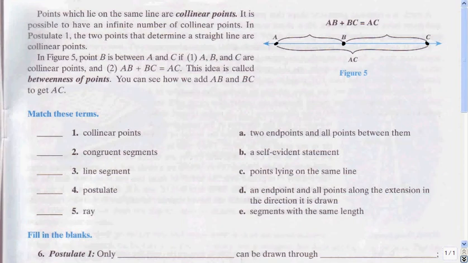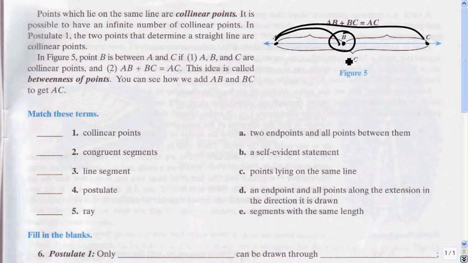In Figure 5, point B is between A and C. A, B, and C are collinear points because they all lie on the same line. They're all friends because they have something in common, and that thing that they have in common is that they're all on the same line. If you notice, B is the point that joins A and C.